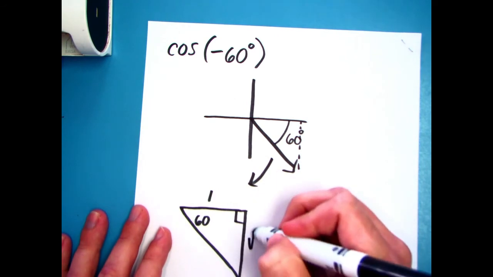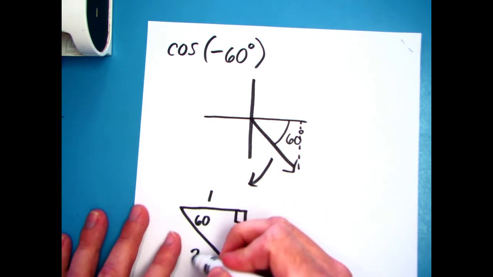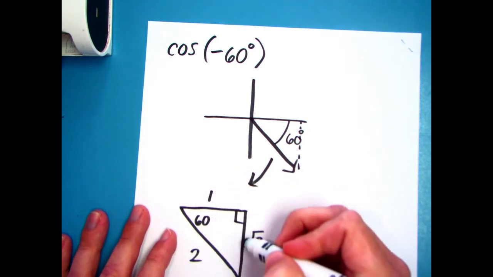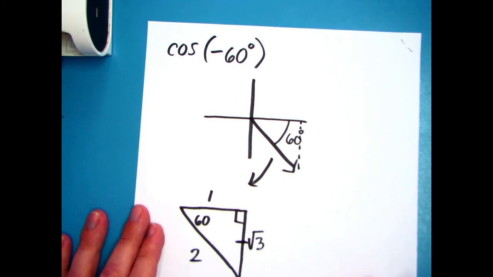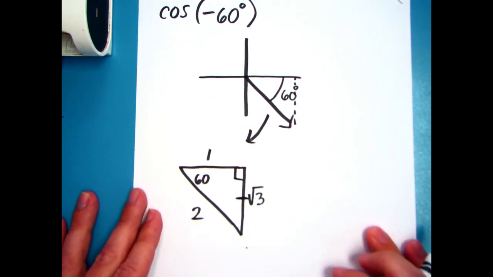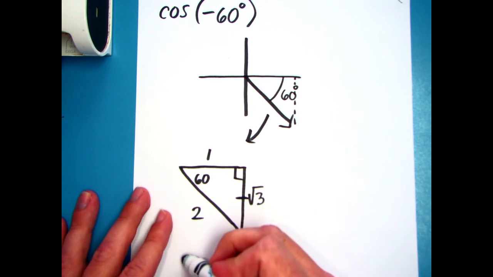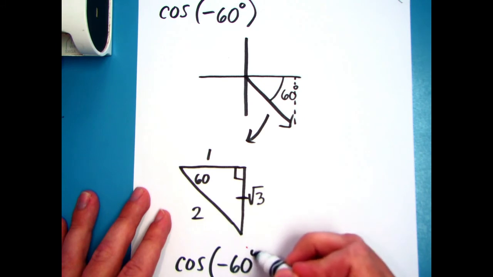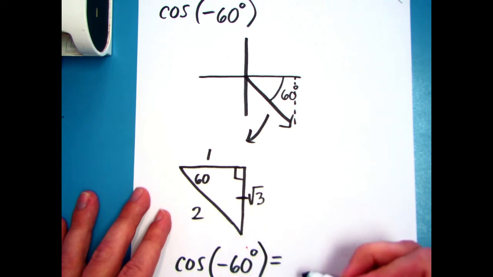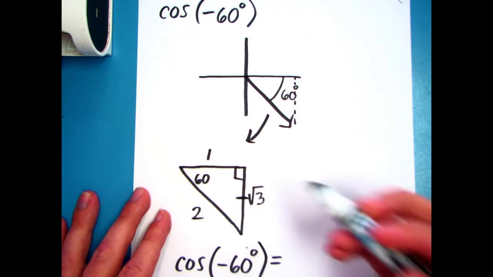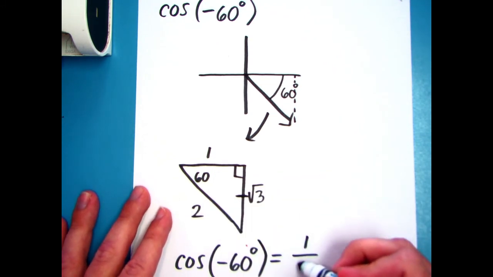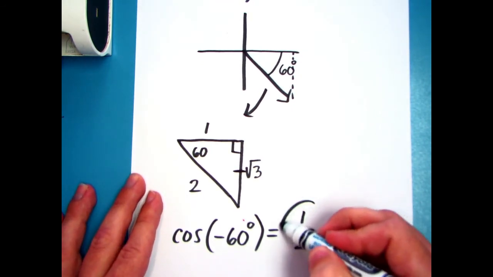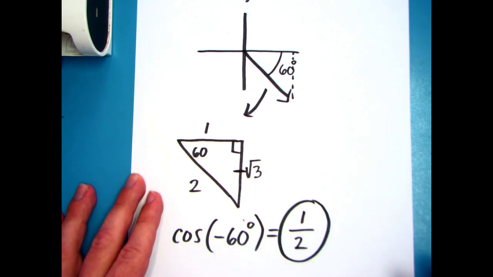Let's fill in those missing sides. What sides are negative? Well, 1 is going in the positive x direction, so 1 is positive. Root 3 is going in the negative y direction, so root 3 is negative, and the hypotenuse is always positive. Step 4, let's evaluate that. My reference angle is that inner angle. I'm doing cosine, which is adjacent over hypotenuse. So that's 1 over 2. That would be my final answer.